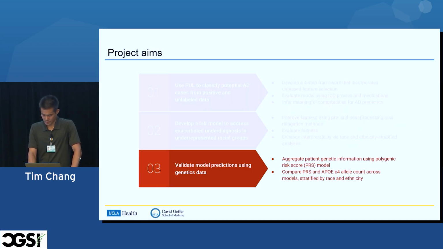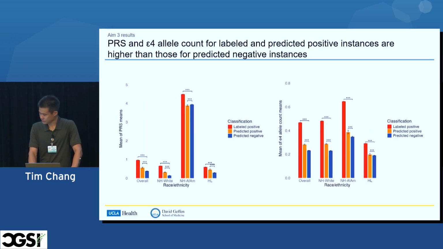All right, and the last few slides, we were looking at polygenic risk scores and APOE. So we'll start with APOE here on the right. APOE4 is a risk factor for Alzheimer's disease. So what we essentially looked at is the average E4 allele count for different groups: the labeled positives, predicted positives, and the negatives. So we can look at this overall.